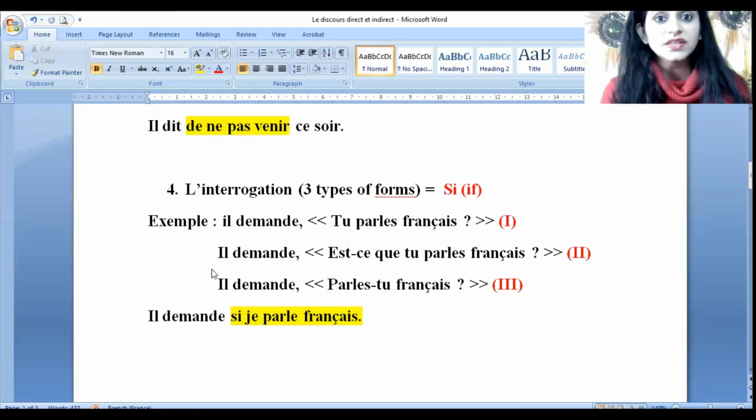The first, using intonation, you see this. Tu parles français? That's intonation. Second, est-ce que tu parles français? That is by using est-ce que. And third, inversion, parles-tu français? So whenever forms are used there, you join the sentence with the help of the word si. Okay, so il demande, he's asking, si je parle français. Okay, this is how you join the sentence, because he must be asking someone else, do you speak French? So he's asking, si je parle français. Ça va? Let's move ahead to the next point.